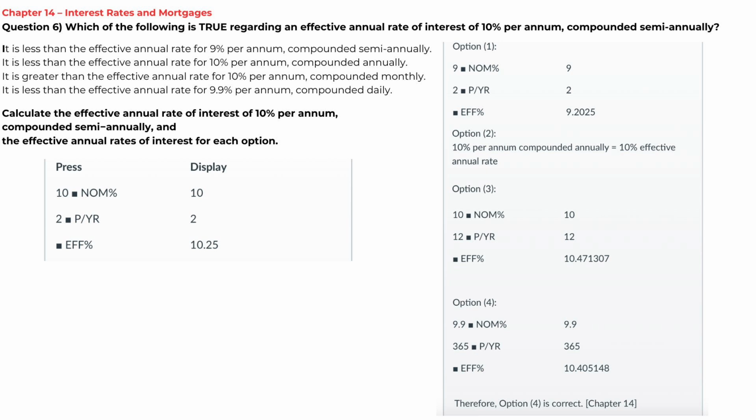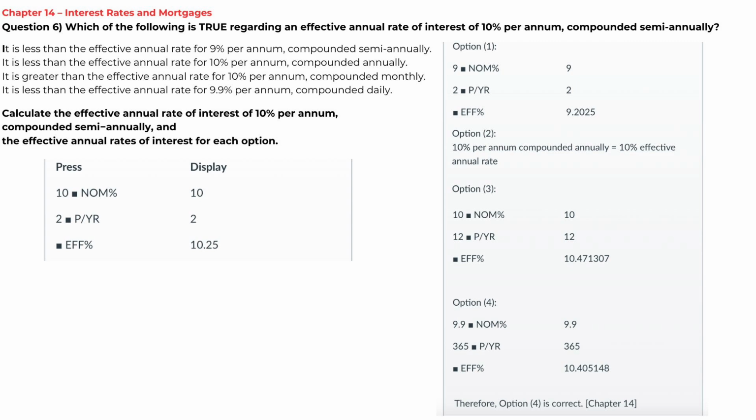Option 2. 10% per annum compounded annually equals 10% effective annual rate. Option 3. 10 shift NOM, 12 shift PYR. Shift effective. Calculator displays J1 equals 10.471307. Option 4. 9.9 shift NOM, 365 shift PYR. Shift effective. Calculator displays J1 equals 10.405148. Therefore, option 4 is correct.